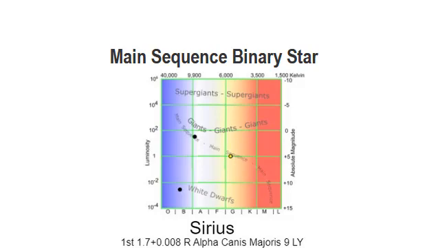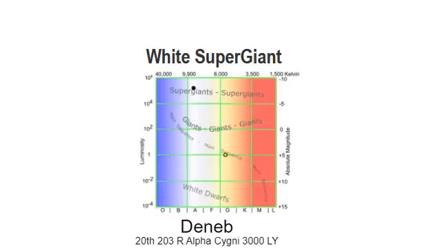Sirius's main sequence star has 1.7 times the sun's radius. Alpha Canis Majoris is the scientific name for Sirius, which is 9 light years away from us. Deneb is the 20th brightest star in the sky. It's classified as a white supergiant with a radius that is 203 times that of our sun. Alpha Cygni is 3,000 light years away, which is the furthest distance of any of the 100 brightest stars.